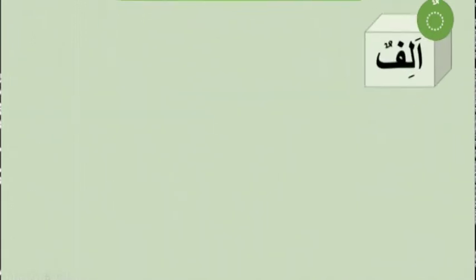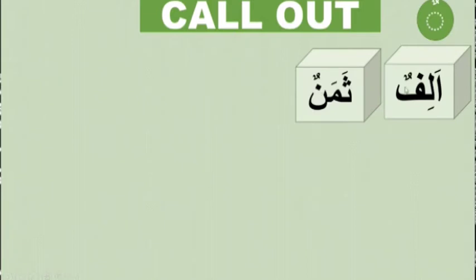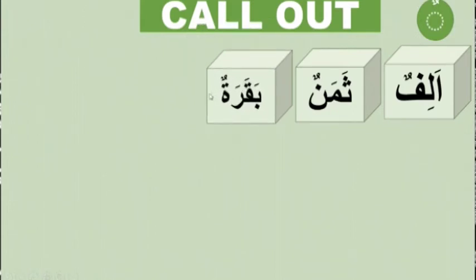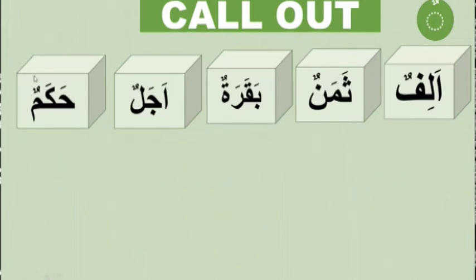Now we look at examples which end in dhammatain. Alifun, thamanun, call-out phase. Baqaratun, ajalun, hakamun. Right. Now that we've done the call-out phase, let's do the reading phase.